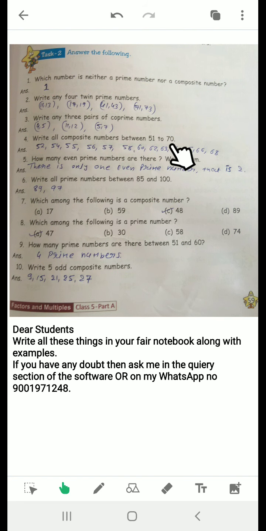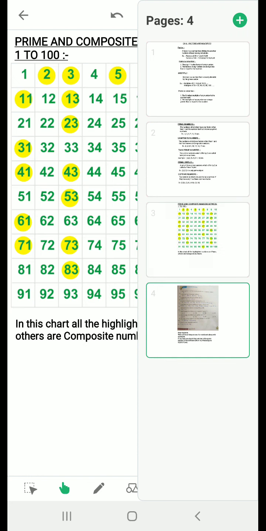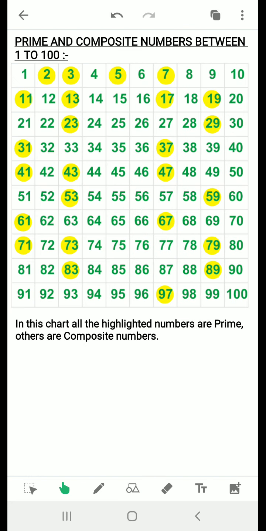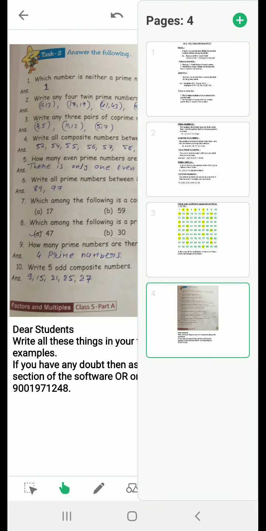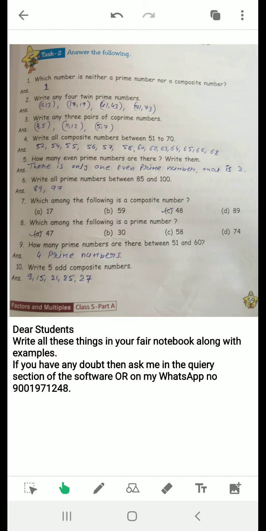Write all composite numbers between 50 and 70, 51 and 70, sorry. So between 51 and 70, the composite numbers are, you can see on this chart, 52, 54, 55, 56, 57, 58, 60, 62, 63, 64. These are all composite numbers between 51 and 70. So you have to write all these numbers.